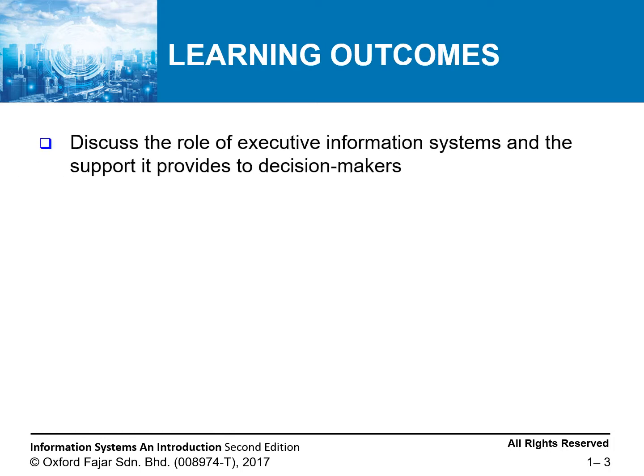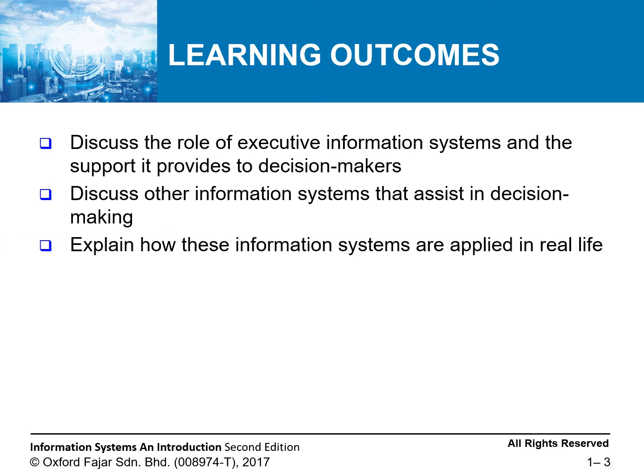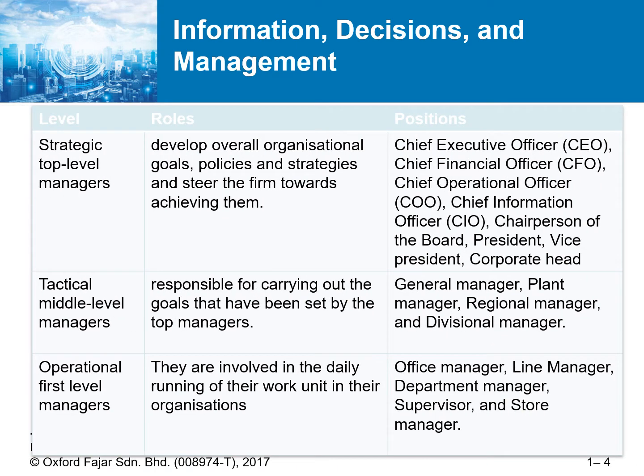And next, you can discuss the role of executive information system and the support it provides to decision makers. Discuss other information systems that assist in decision making, and explain how these information systems are applied in real life. If we talk about decision making, it involves information, decisions, and also management.